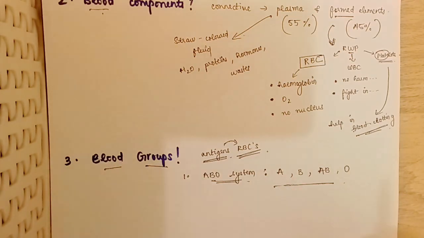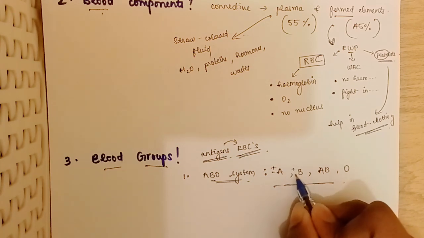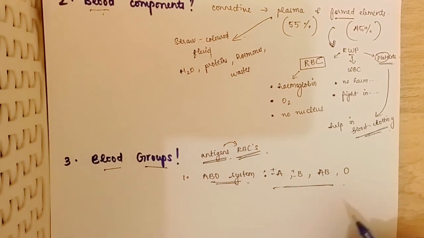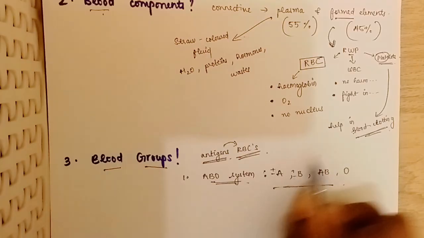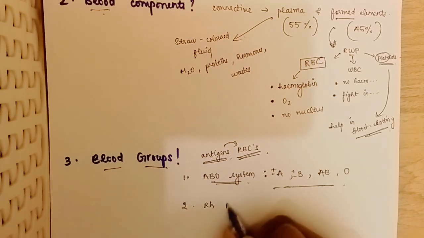Now, in your birth certificate, you might find negative A or positive A, positive B or negative B, etc. So what does that mean? The positive and negative sign are given by the second type of grouping system called the Rh factor.